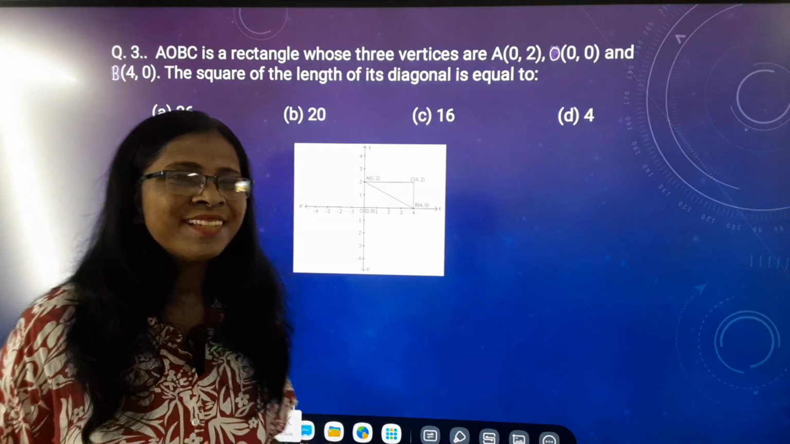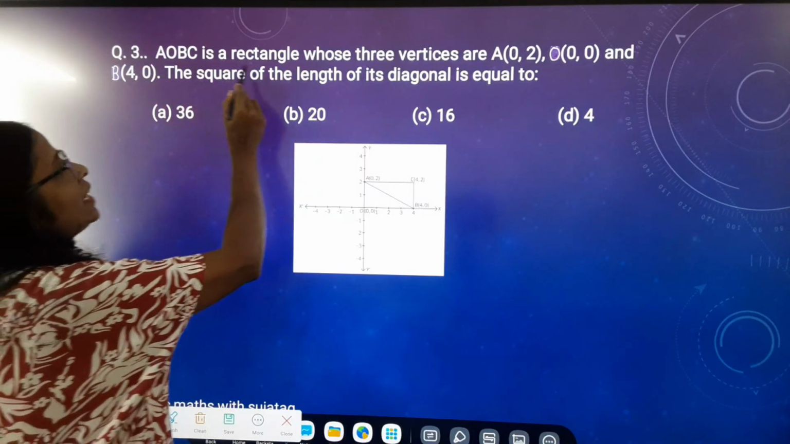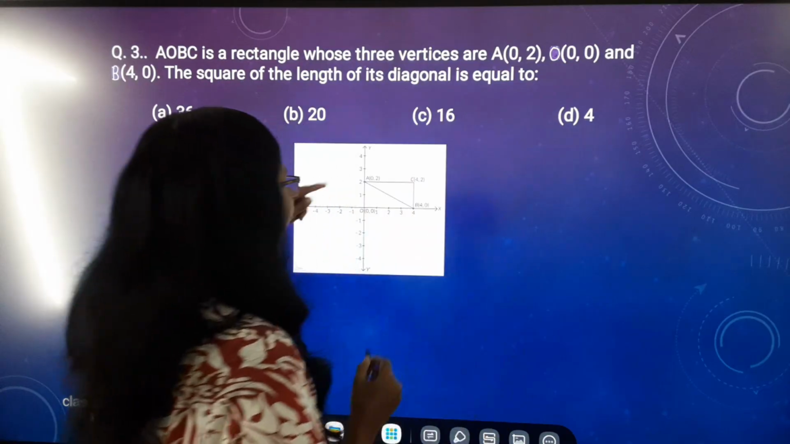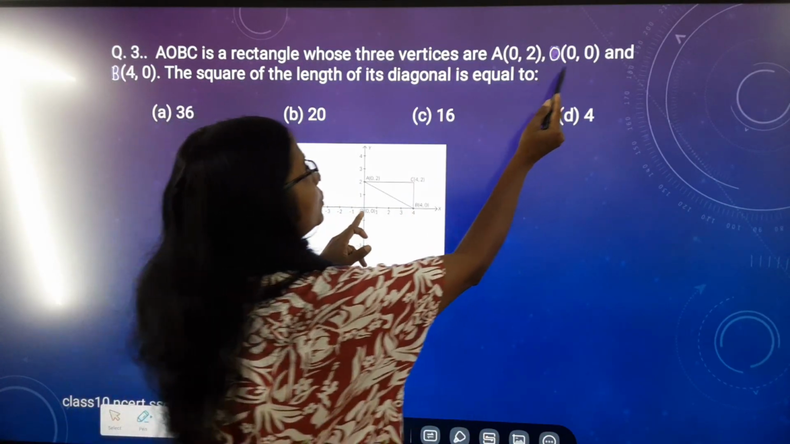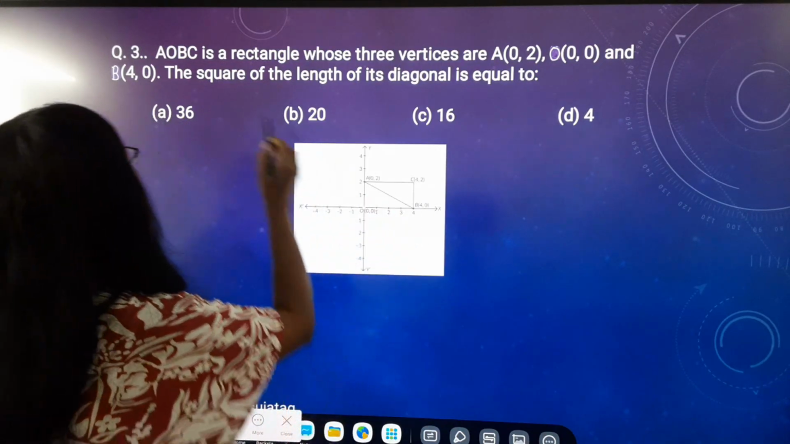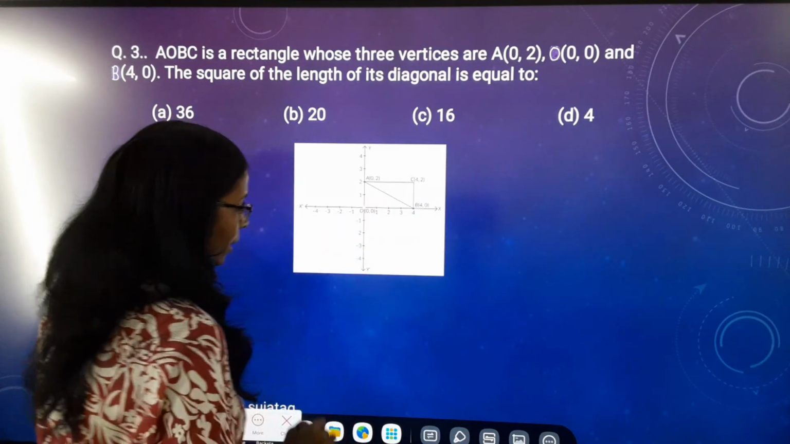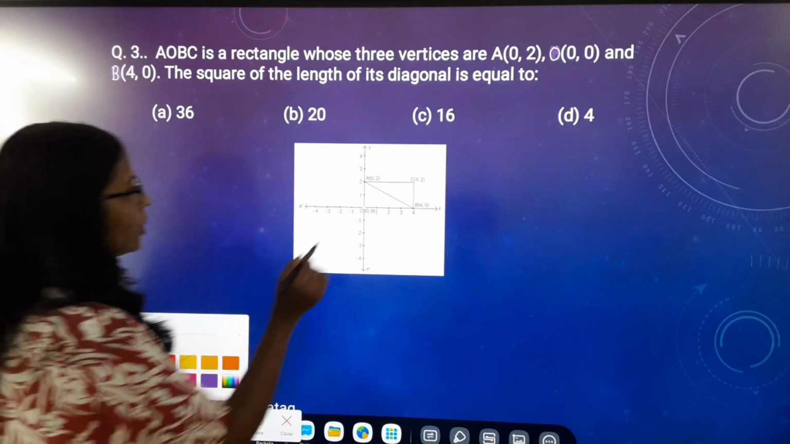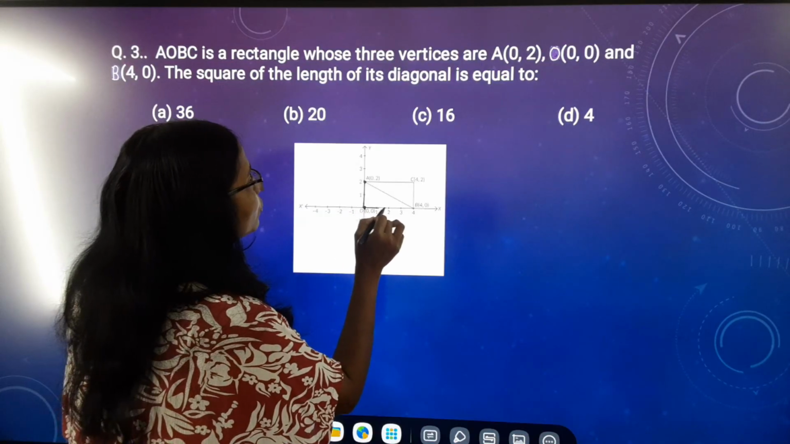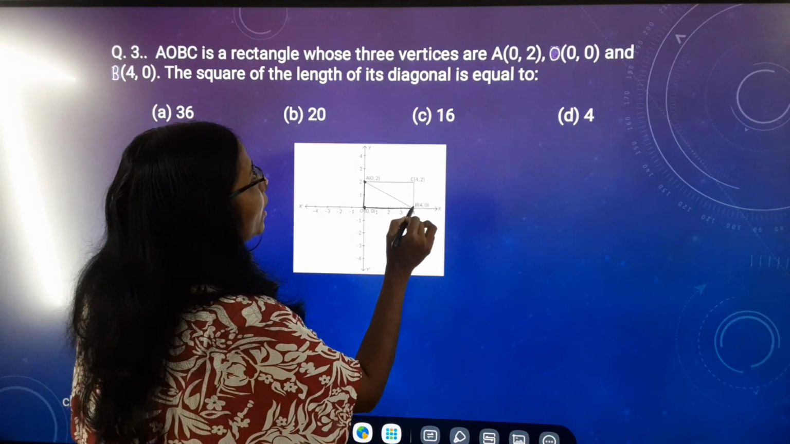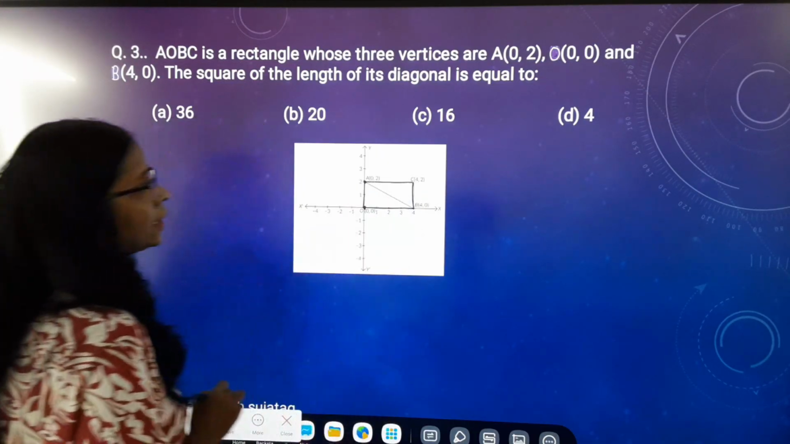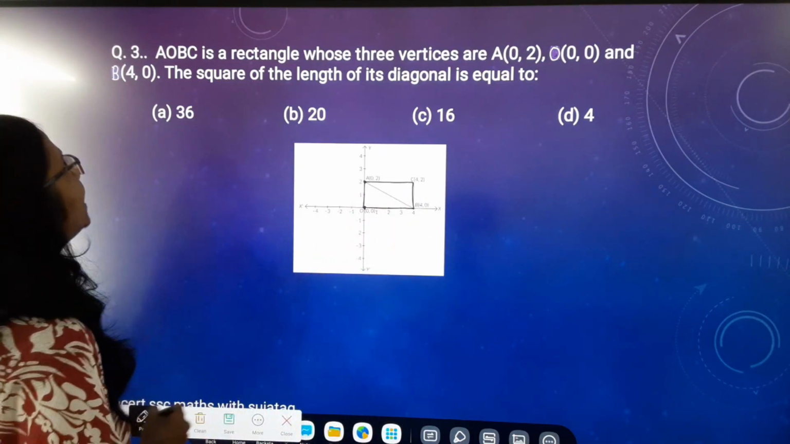Third example students, AOBC is a rectangle whose 3 vertices are A(0, 2), then O(0, 0), and B(4, 0). Students here, this one is the point O, this one is A, this is O(0, 0), B is (4, 0), and C is (4, 2), and AOBC is a rectangle.